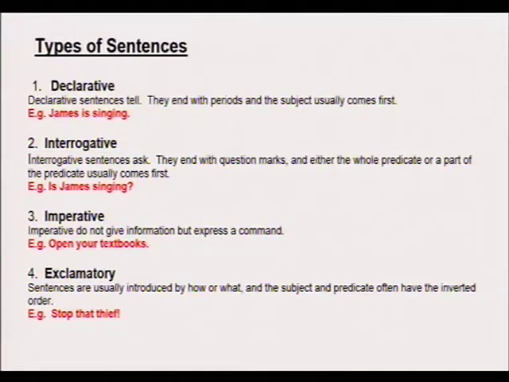Do this, go close the windows, see to it that you are doing something. That's imperative. And for exclamatory, that means you are exclaiming something, you are putting emphasis on something. So usually those sentences will have an exclamation mark at the end. For example, stop that thief! So you're putting exclamation, you're excited to share that statement. So those are the 4 types of sentences.